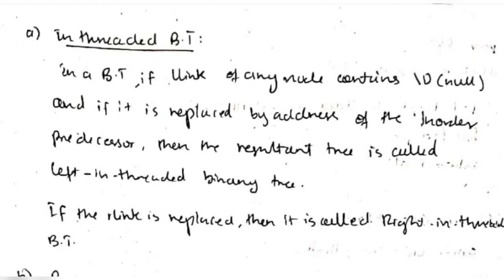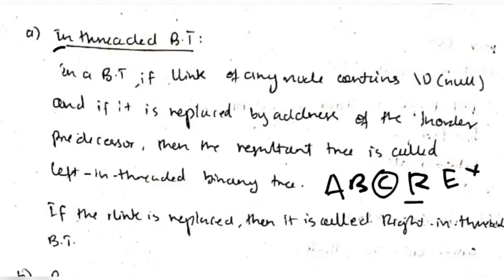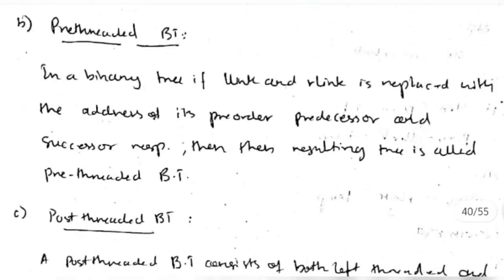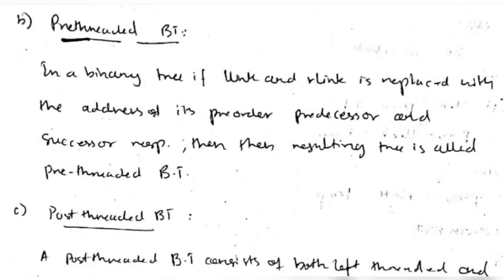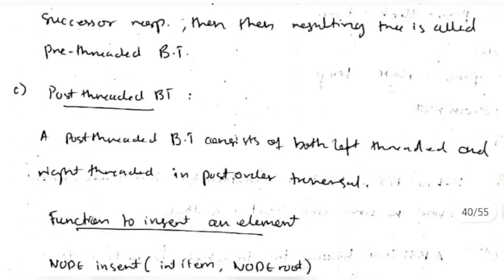We have three types of threaded binary tree. First one is in-order. In in-order we will store the elements in in-order way. So suppose that these are the elements, okay, and what is the predecessor and the successor? The predecessor for R is C and the successor for R is E, okay. So that will be stored in in-order. If you store in in-order, that is known as in-order threaded binary tree. Similarly, if we apply pre-order and store, it's pre-order threaded binary tree, and if we store post-order, it's post-order threaded binary tree.